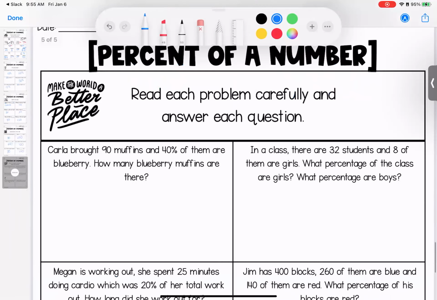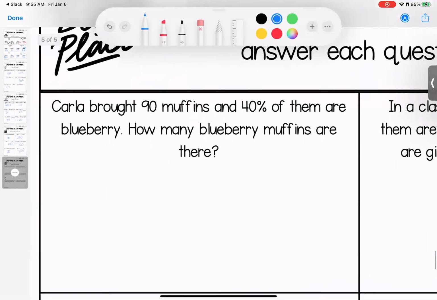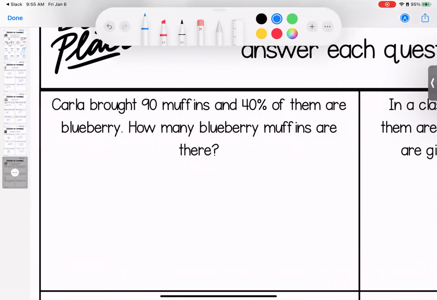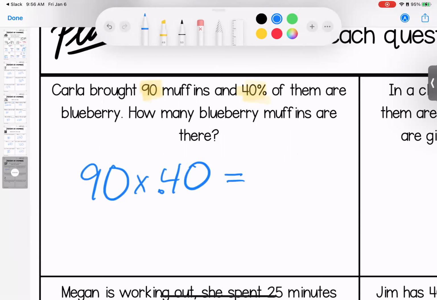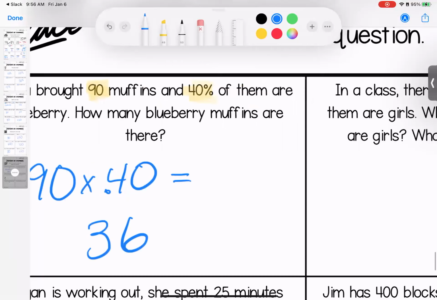On to our last page, we threw in some word problems to see how you do with them. Carla brought 90 muffins. Remember, with word problems, figure out what they're asking and what numbers they're giving you. Carla brought 90 muffins, and 40% of them were blueberry. How many of the muffins were blueberry? So 90 muffins, 40%, 36 of her muffins are blueberry.